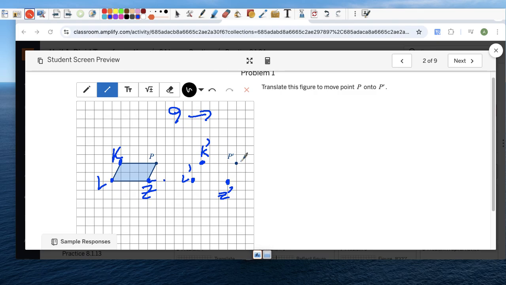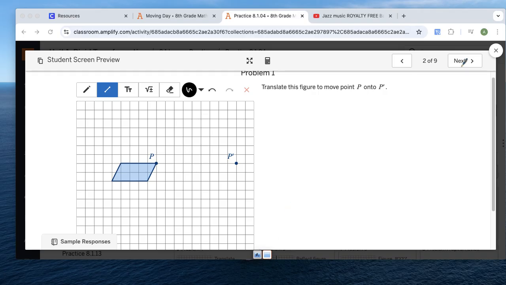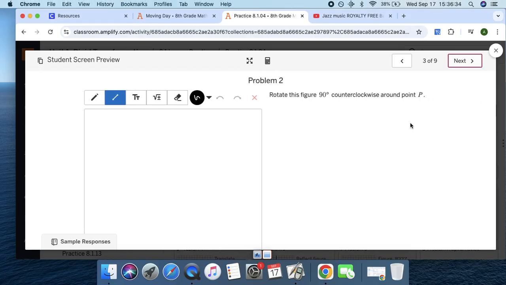So now I connect the dots. I have that same shape, right? And this particular parallelogram was shifted 9 units to the right. That's it. Hopefully you did a neater job than I did.